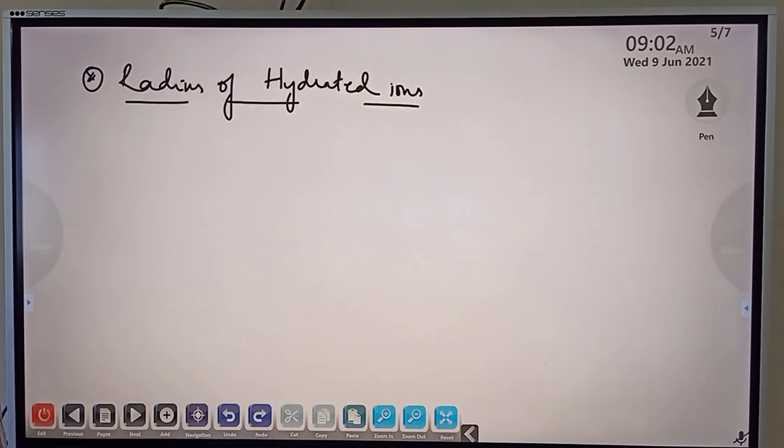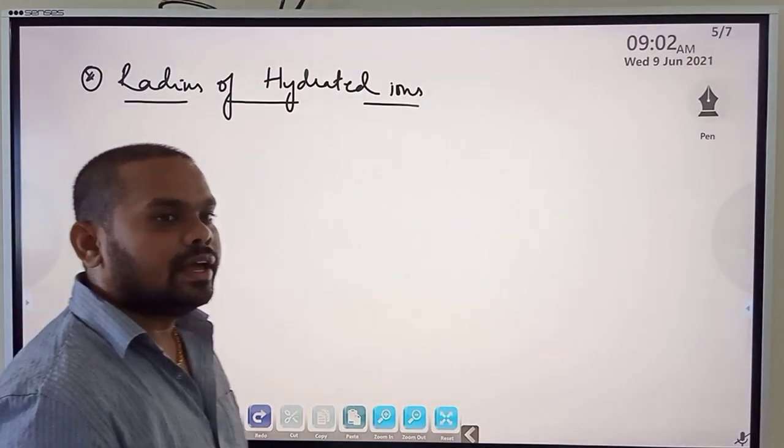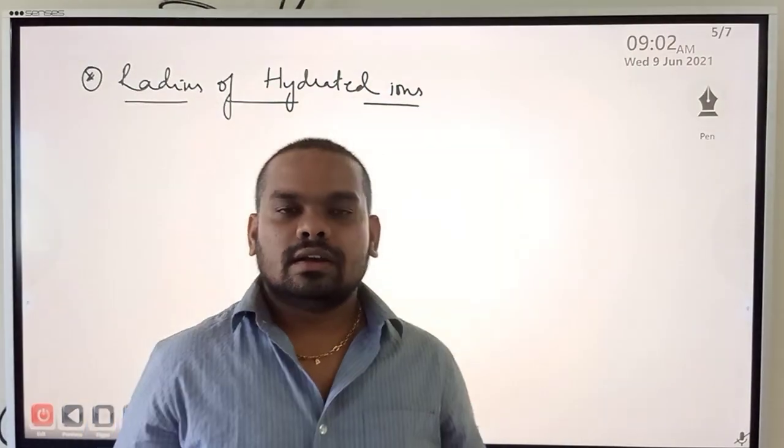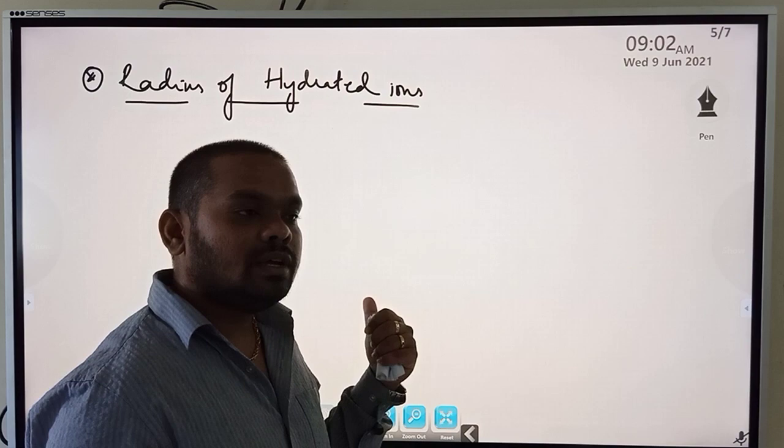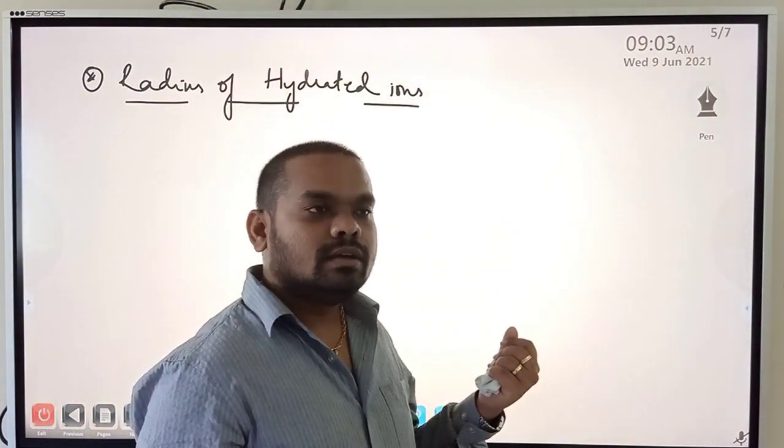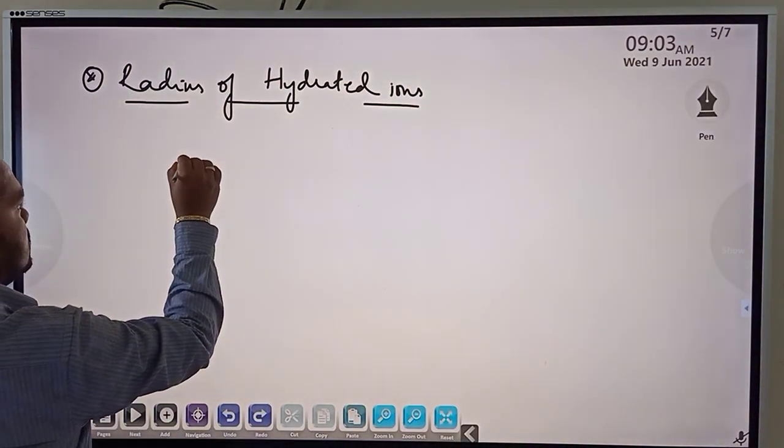Now let's move to the next one, that is radius of hydrated ions. We have studied the radius of an ion, but here it is the radius of a hydrated ion. Meaning, suppose I have the lithium atom.